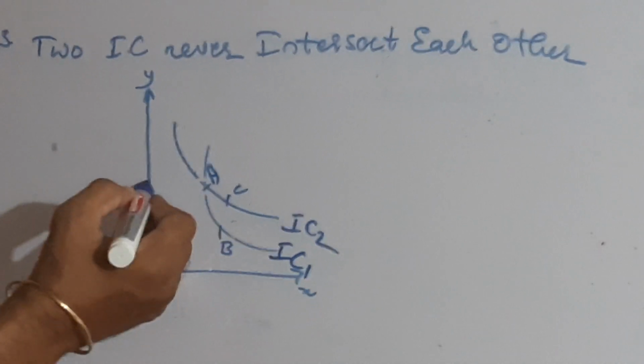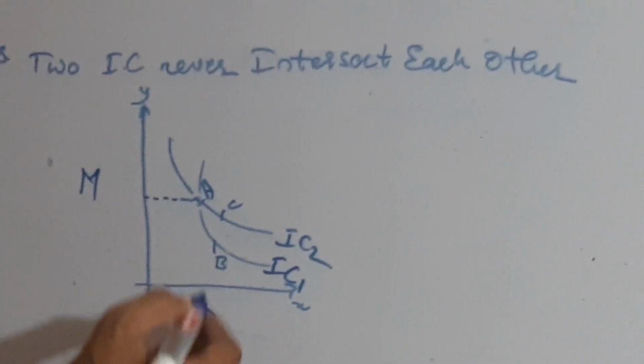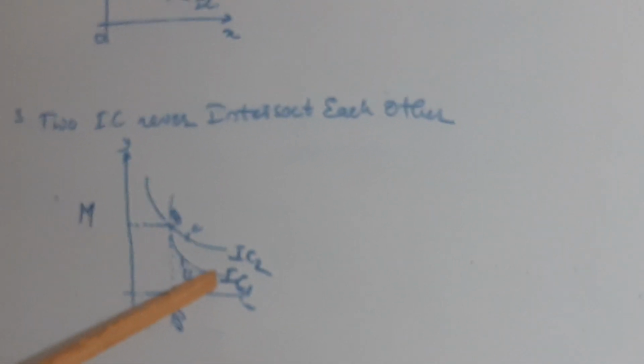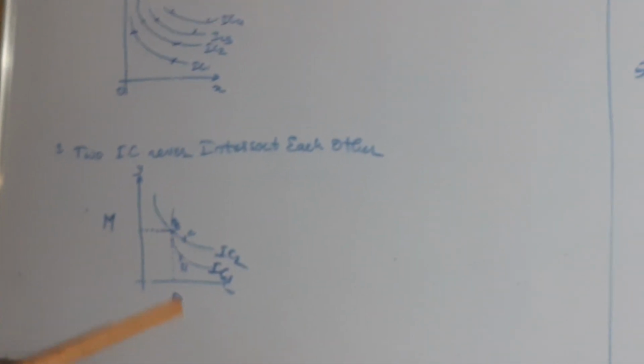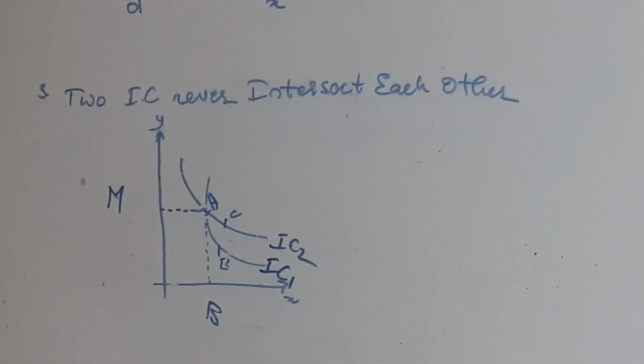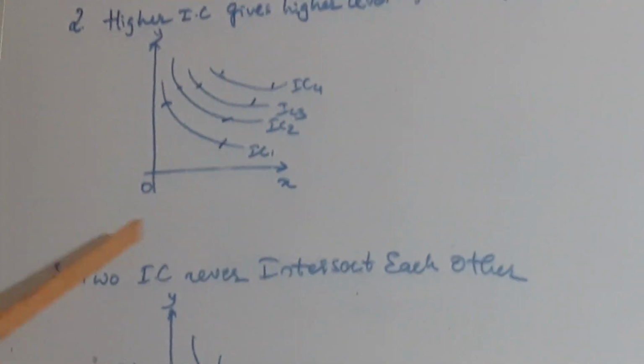Here you can take this as mango and this as banana. So at point A, both mangoes and bananas are giving him equal level of satisfaction. But this is not possible in the case of an indifference curve. Here, IC1 lies at a lower level, whereas IC2 lies at a higher level. But at point A, both are giving equal satisfaction when they intersect. But in reality, two ICs will never intersect each other, but they lie one upon the other.